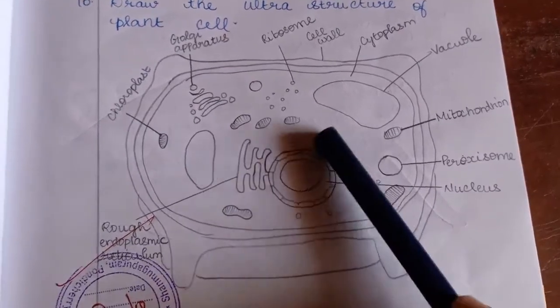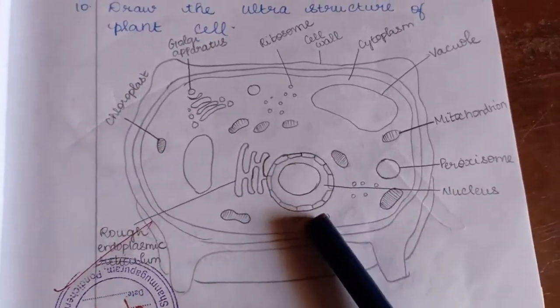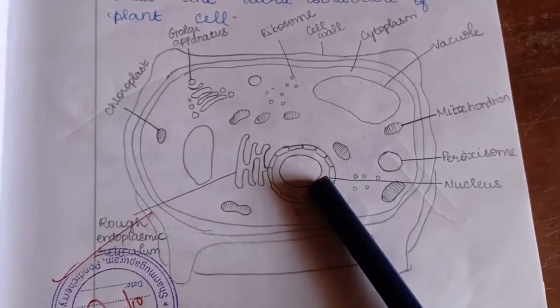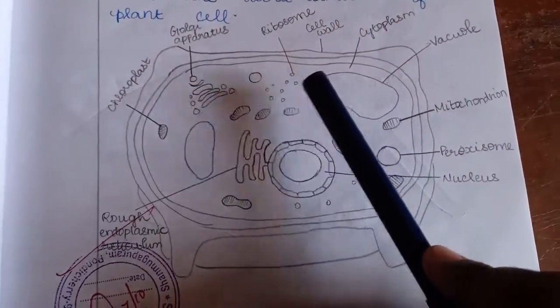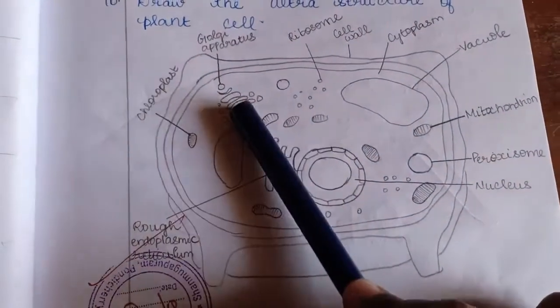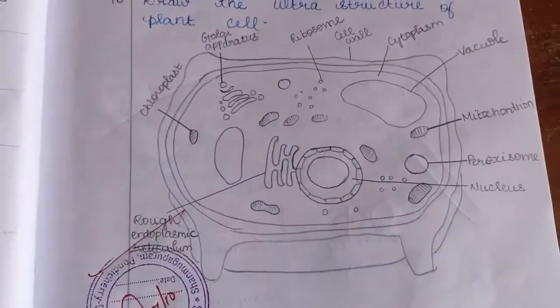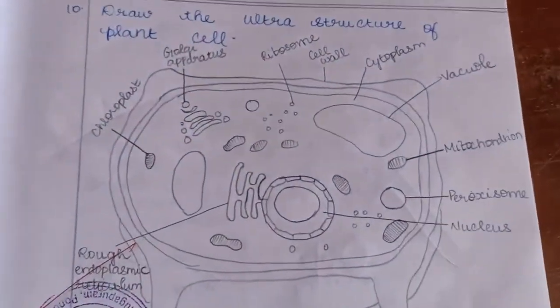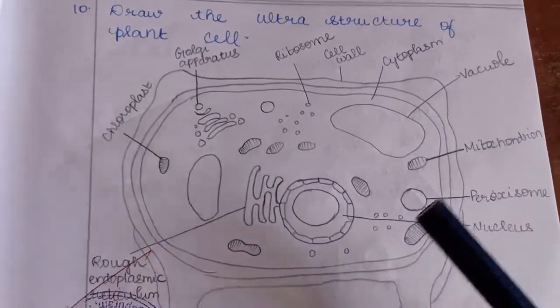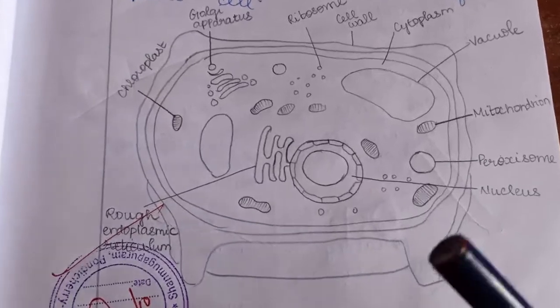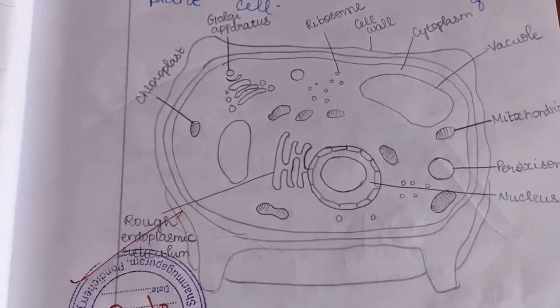Next you have the nucleus. The nucleus is present with the peroxisome inside. And this is mitochondria, vacuole, cytoplasm, ribosomes, Golgi apparatus, chloroplast. So these are the various parts that you find in the structure of a plant cell. This is a very important question, children. Try to draw and practice this answer.